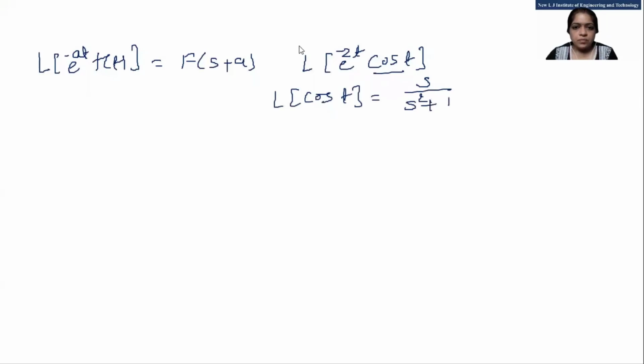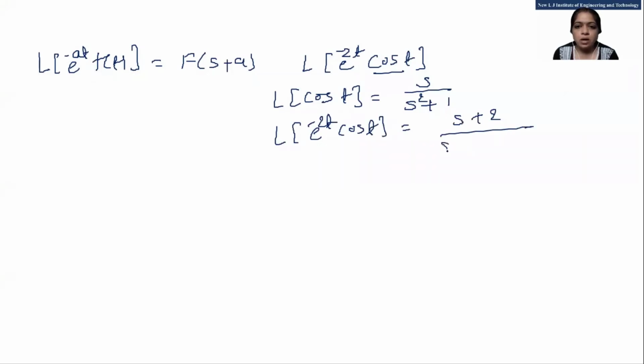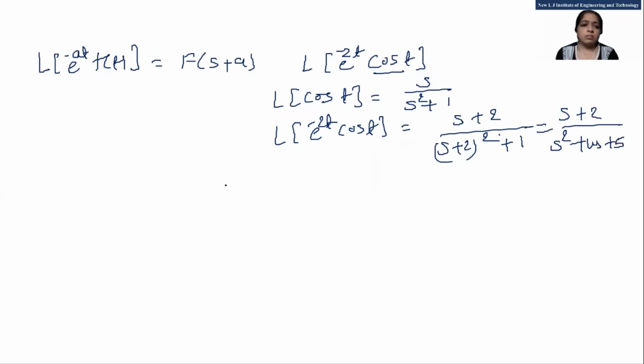Yes, Devendra, you are right. Thank you. But we want Laplace of e raised to minus 2t cos t. So our answer is s plus 2 upon s plus 2 whole square plus 1, right? After simplification, the final answer is s plus 2 upon s square plus 4s plus 5. This is about the first shifting theorem.